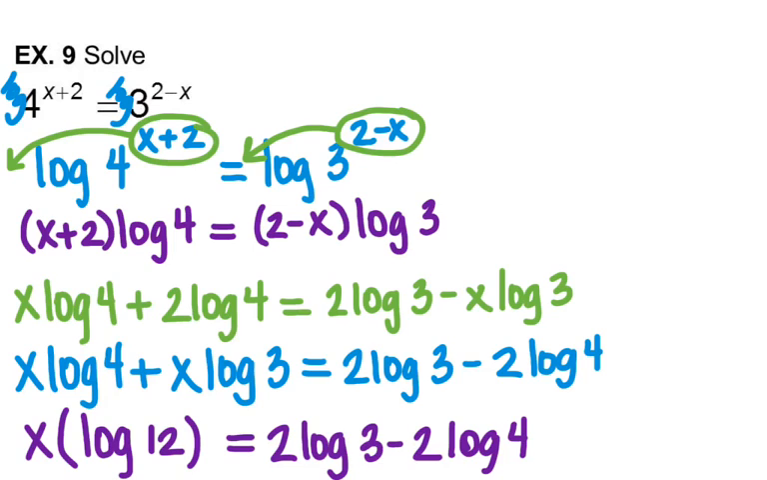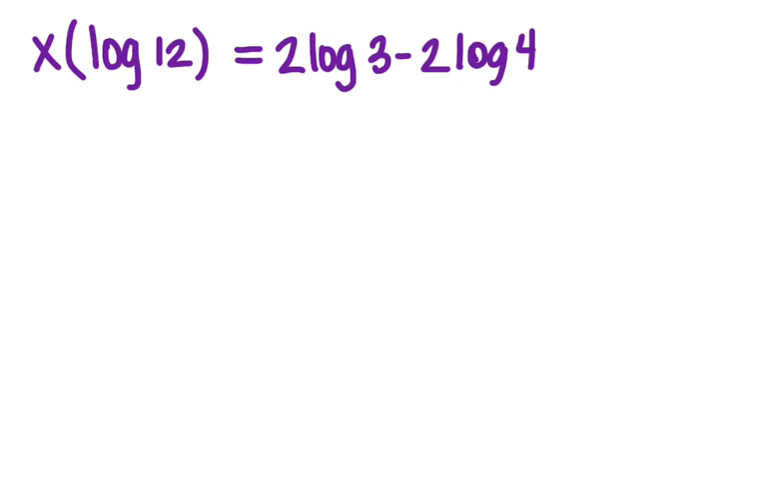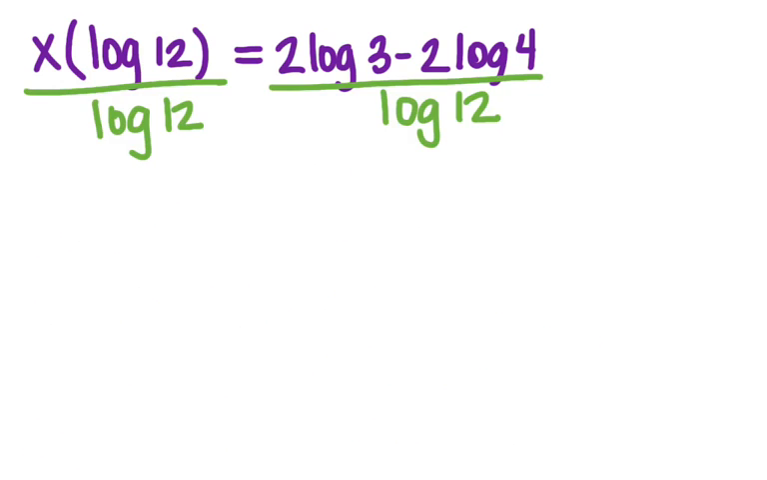Okay, so on the next slide, I'm starting at the same point. I need x by itself, so I'm going to divide by log 12. So in my calculator, I'm going to type 2 log 3 minus 2 log 4, all divided by log 12, and that's approximately negative 0.2315.